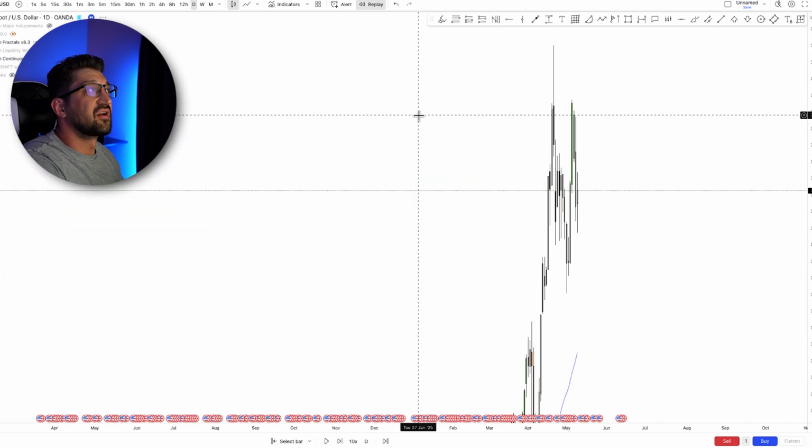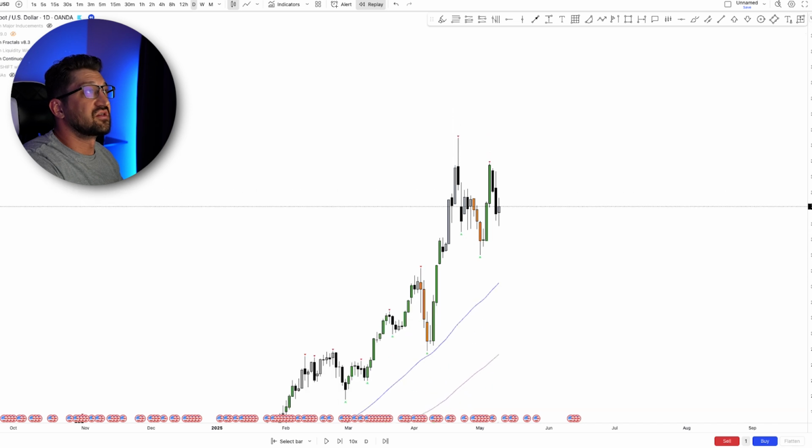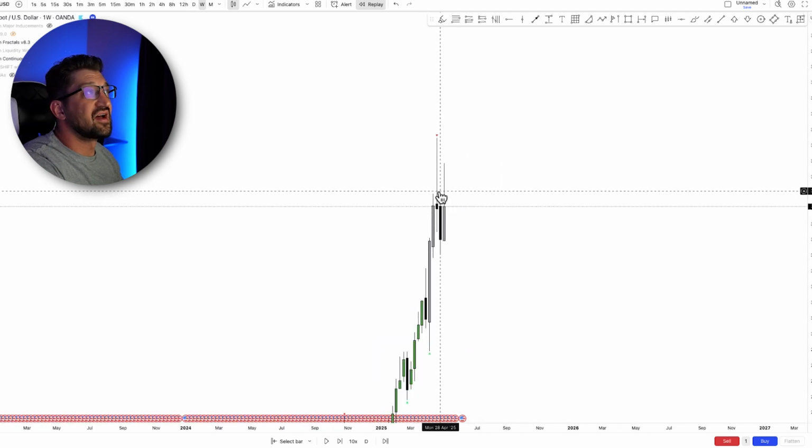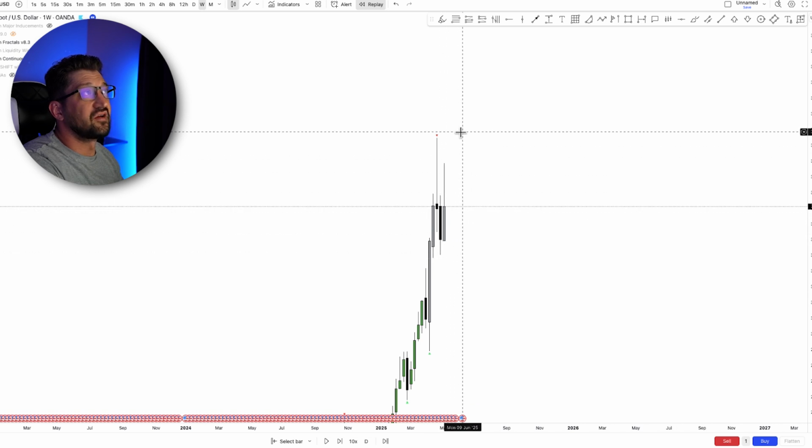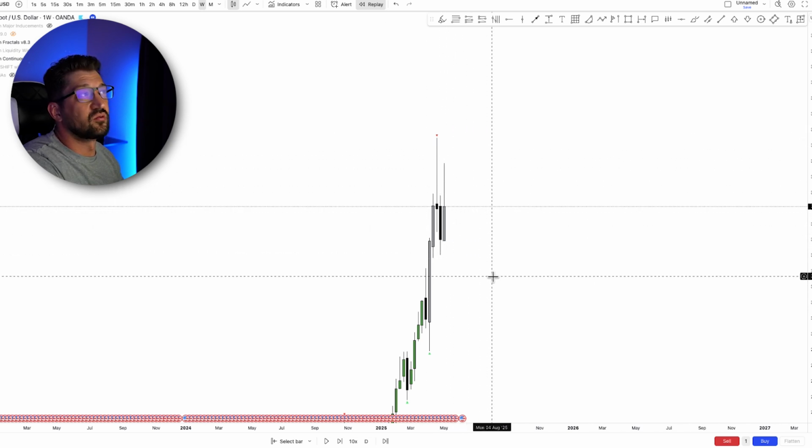So what does the daily currently show us? The daily shows us we failed to run the high. Market's coming down aggressively. What else can we see? The last weekly candle failed to close bearish. The next bullish candle failed to take the high. There's a good chance we're retesting the lows.